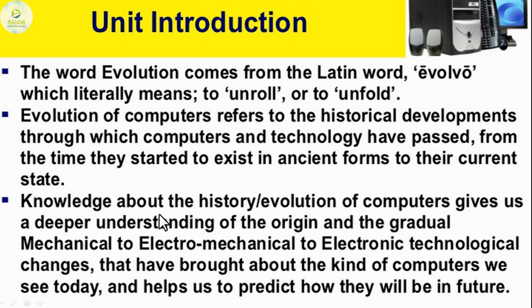Now jumping into the unit introduction, because we are talking about computers: just like how human beings have evolved through different generations, the computer also has a history of evolution. So where does the word evolution come from? The word evolution comes from the Latin word evolve, which literally means to unroll or unfold. That is how we get the meaning of evolution.